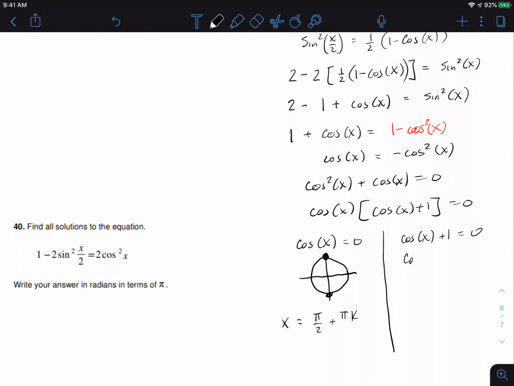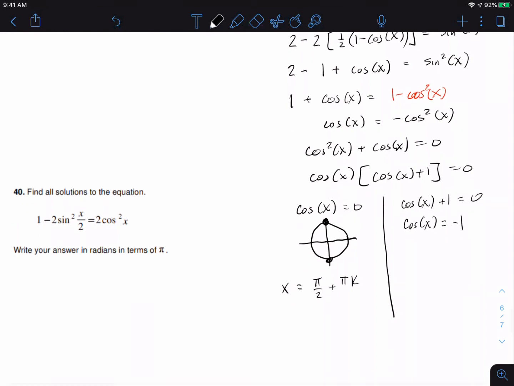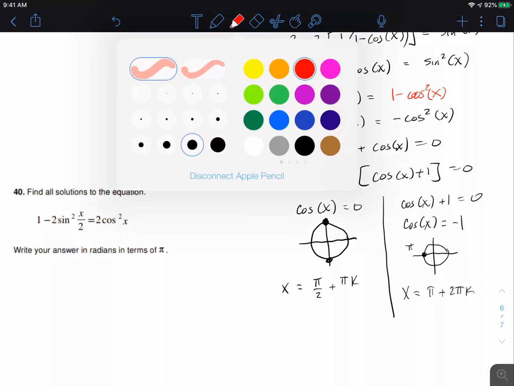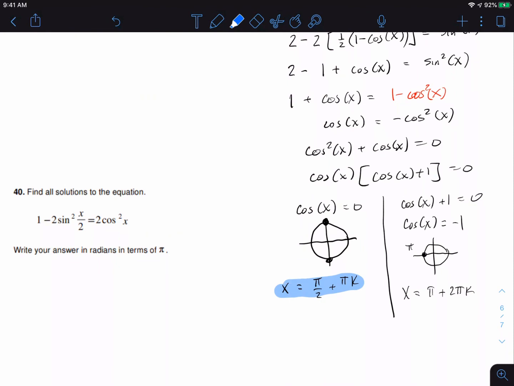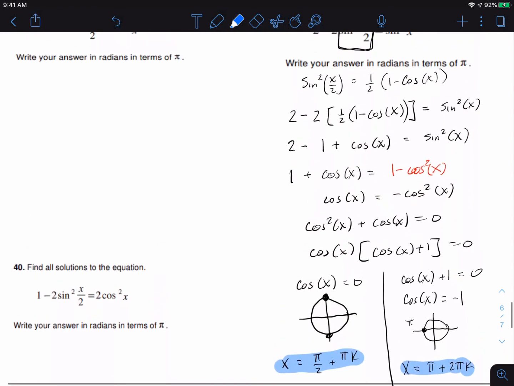And then here, I'm going to see cosine of x is equal to -1. Well, when does that happen? Well, again, if I look at my unit circle, rotate around, it's going to happen here. That's at pi, and it's the only place it happens. So it's full circle rotations around, correct? So then x is equal to pi plus 2 pi k. And those are my two solutions for this problem. Are we okay with that?